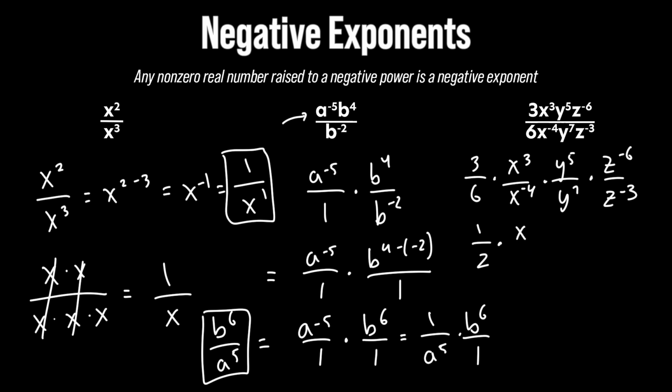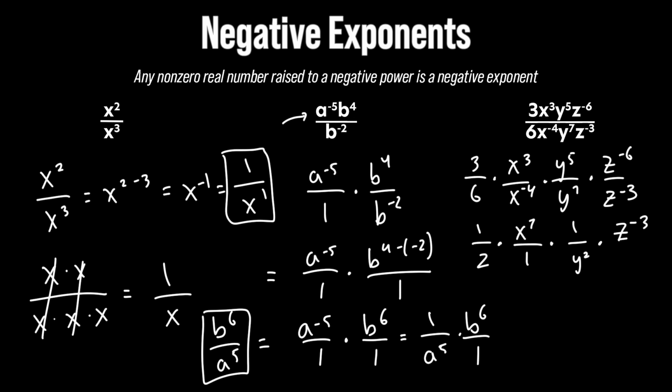So x to the seventh on the numerator, we know that y to the fifth over y to the seventh is equal to y to the fifth over y to the fifth times 1 over y to the second. This becomes 1, so we're just going to have y to the second on the denominator. And finally, we have z to the negative 6 over z to the negative third. So that's going to be z to the negative 6 minus negative 3, which is going to be equal to z to the negative third.